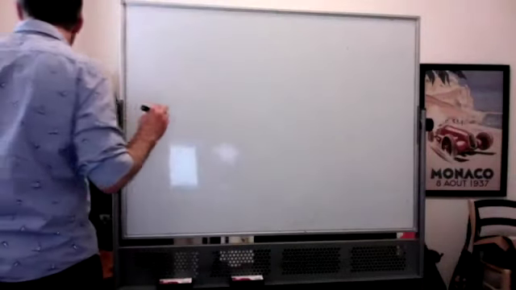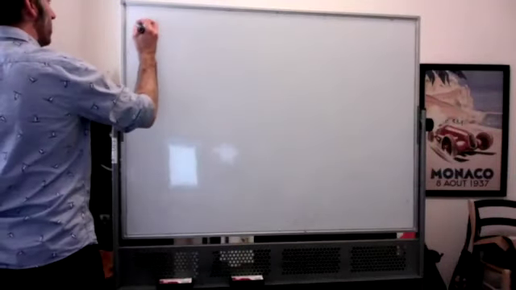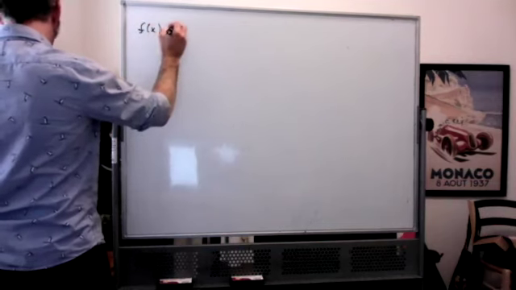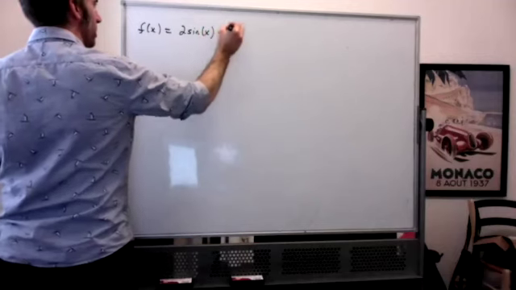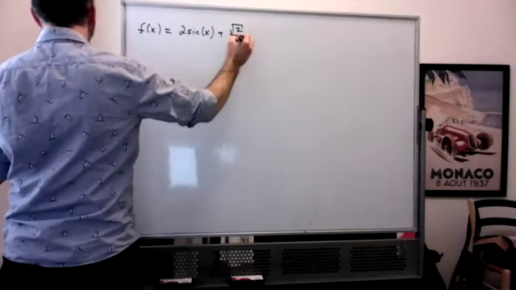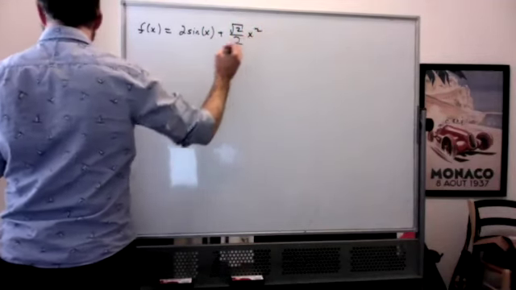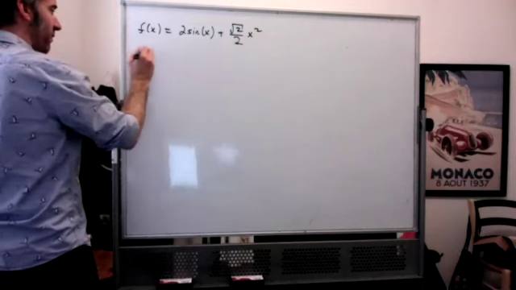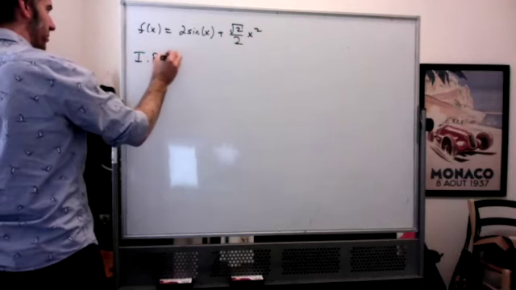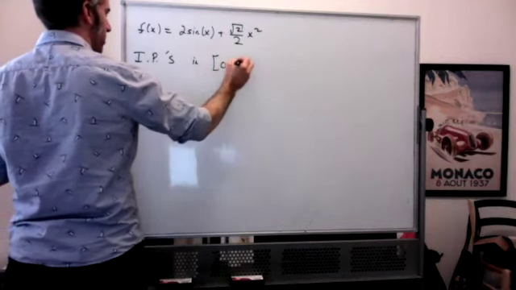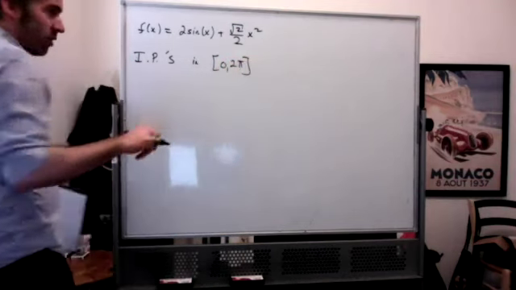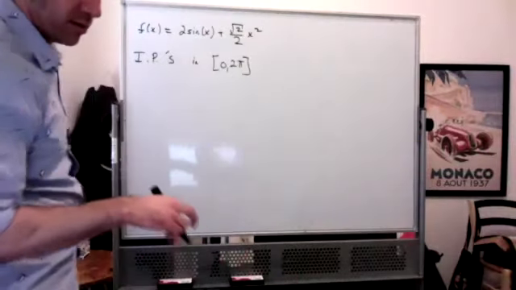One of them was for the function f of x equals 2 sine of x plus the square root of 2 over 2 times x squared, to find specifically the inflection points in the interval from 0 to 2 pi. That is all the question asks for. Let's do that one, and then we'll do the other one that someone else asked for.